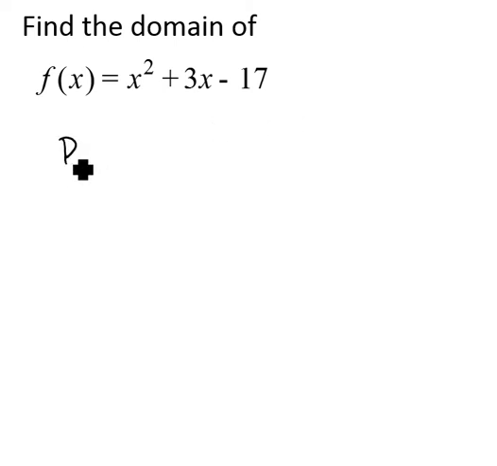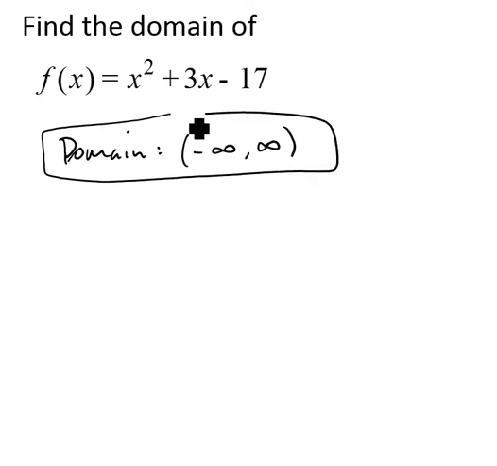Now, the types of restrictions that we would sometimes see would normally be fractions with variables in the denominator. Dividing by 0 is undefined, and so we want to make sure that we're not plugging things in for x that would lead us to dividing by 0.